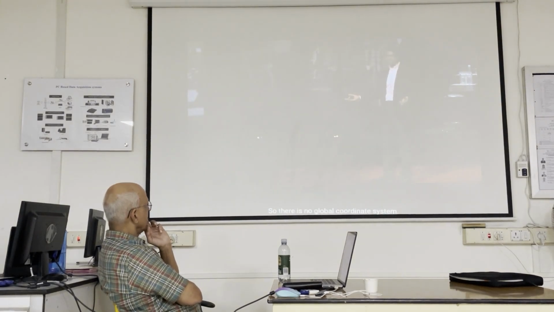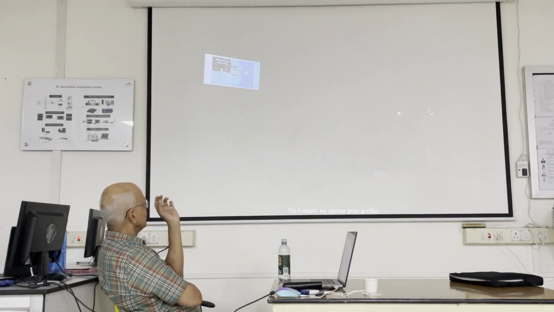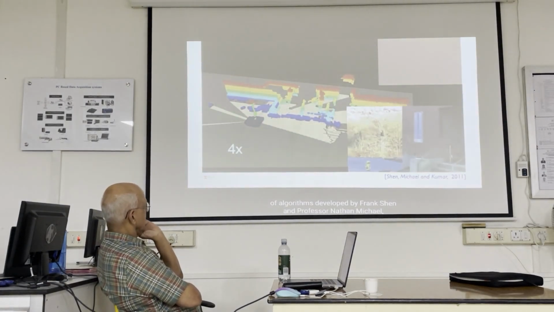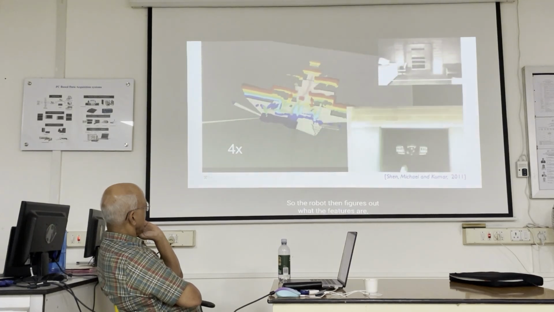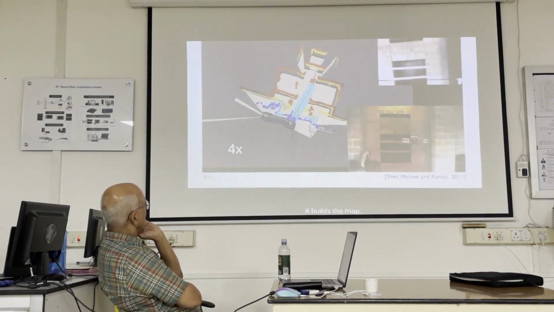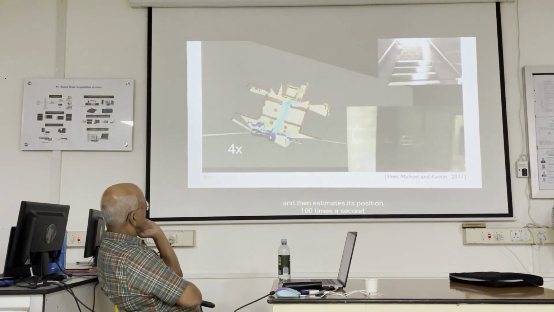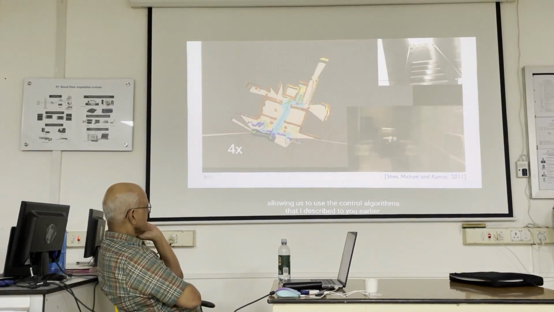So there is no global coordinate system. The coordinate system is defined based on the robot, where it is and what it's looking at. And it navigates with respect to those features. So that's SLAM. I want to show you a clip of algorithms developed by Frank Shen and Professor Nathan Michael that shows this robot entering a building for the very first time and creating this map on the fly. The robot then figures out what the features are, it builds the map, it figures out where it is with respect to the features, and then estimates this position 100 times a second, allowing us to use the control algorithms that I described to you earlier.